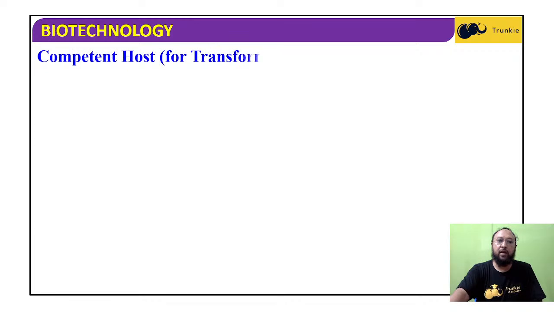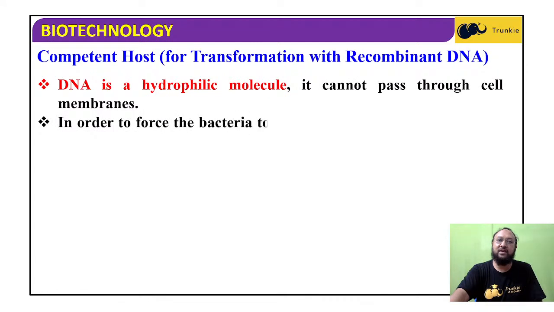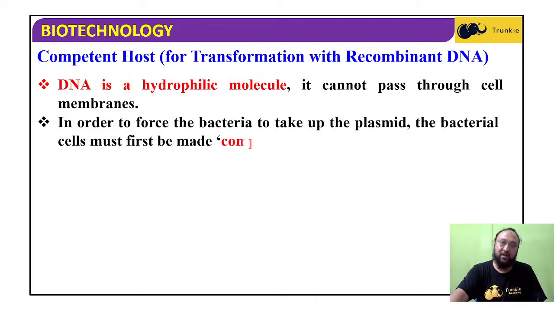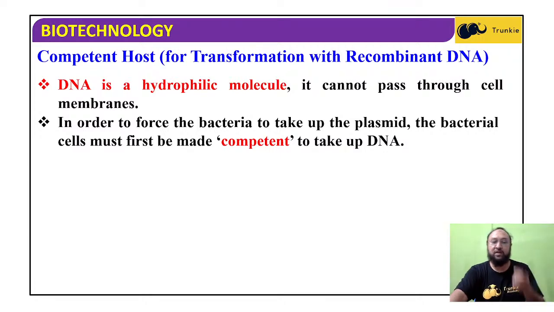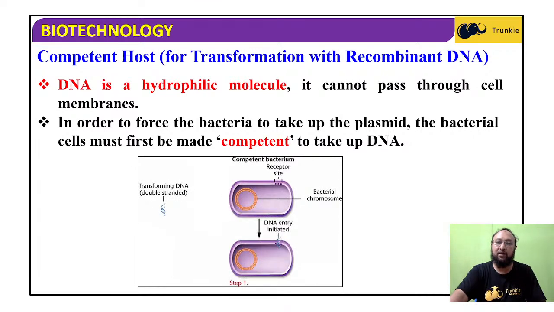Now, competent host for transformation with recombinant DNA: DNA is a hydrophilic molecule, it is water loving, not water repelling. In order to force the bacteria to take up the plasmid, a bacterial cell must first be competent to take up the DNA. If the bacterial cell is not taking up this DNA, then it will be a problem, and we will not be able to insert it.